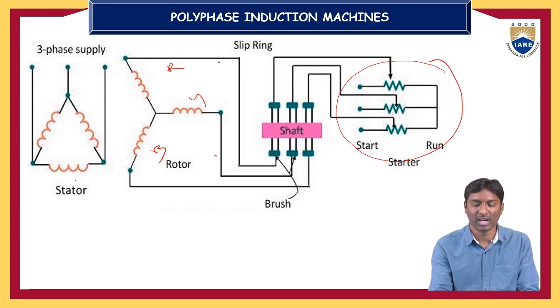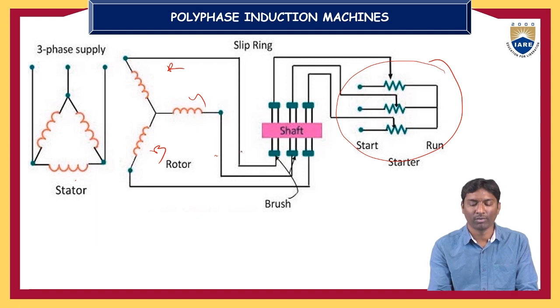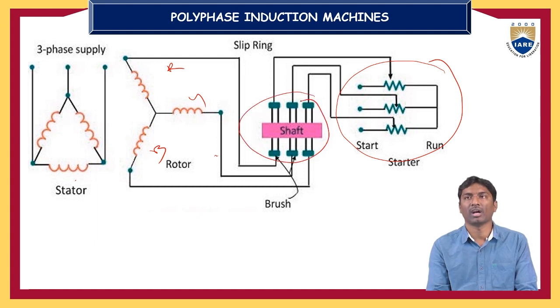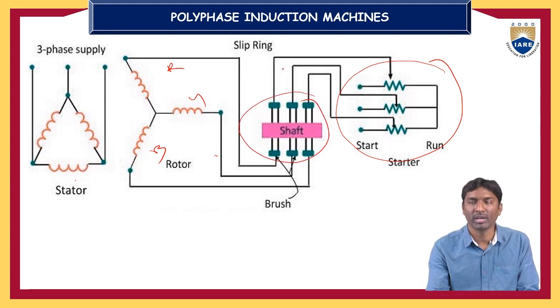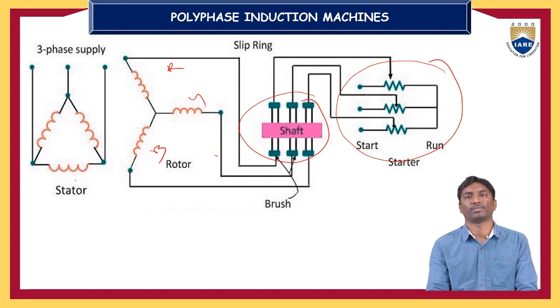That is, the R phase is connected to one slip ring, the Y phase to another slip ring, and the B phase to the third slip ring. So these are the slip rings here. These three are the slip rings, and they will be operated by the starter. This is the construction of the slip ring induction motor.